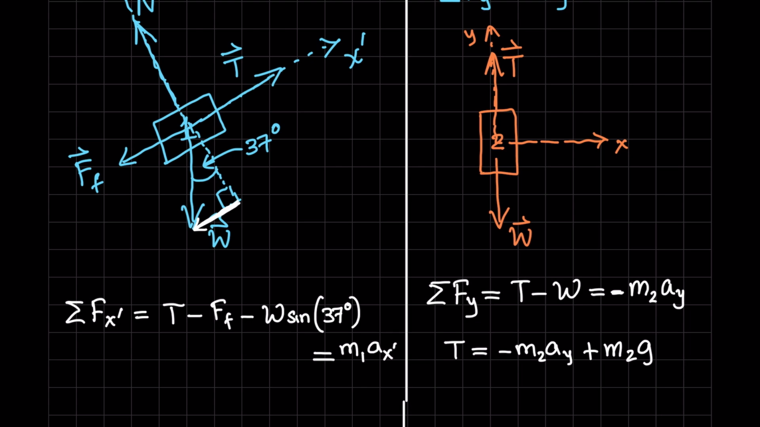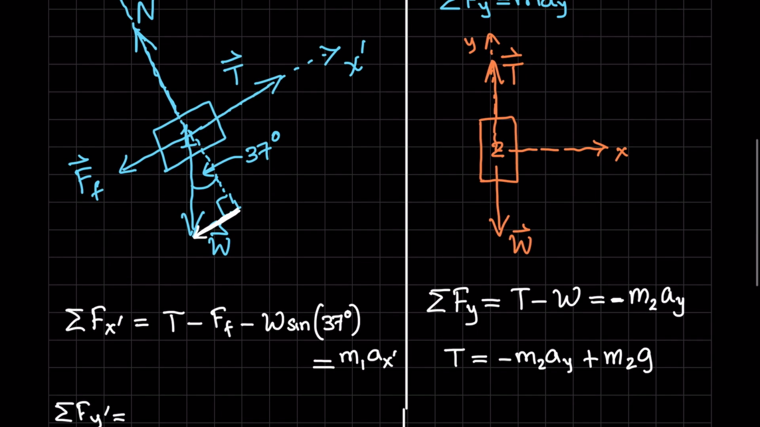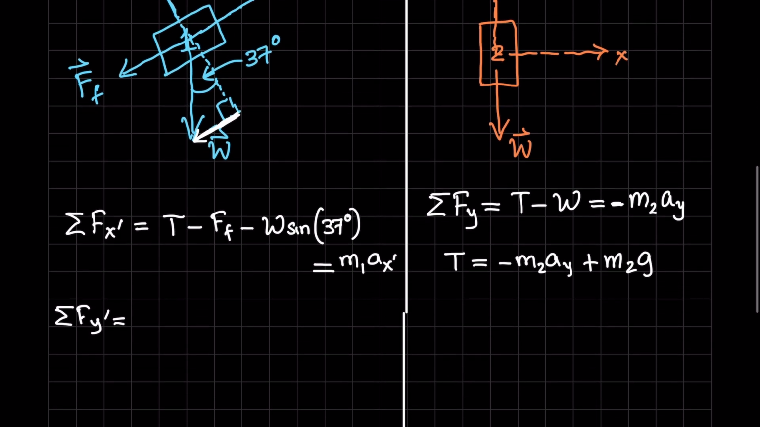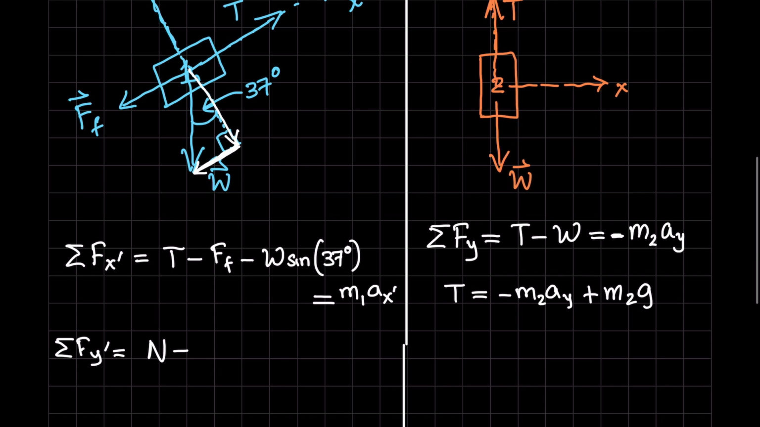So F equals ma. Now we come to summing forces in the y prime direction, okay? So going back here, the normal force is there, right? So positive normal force minus, there's a part of the weight, right? So notice that this part of the weight is in the negative y prime direction. So we need to include that. We'll say the weight cosine of 37 degrees. And what do we set this equal to? Is it sum of the forces equal to ma?